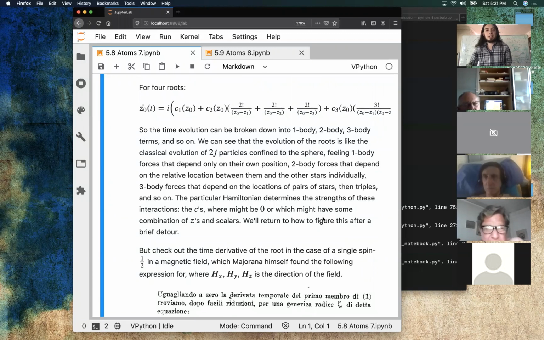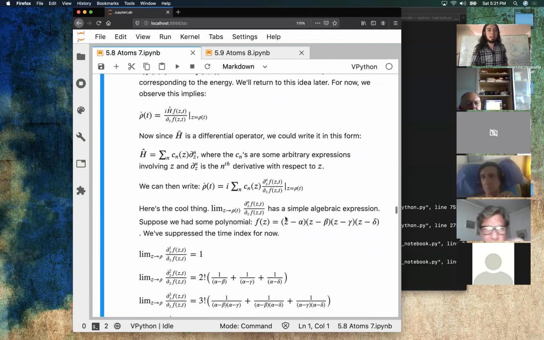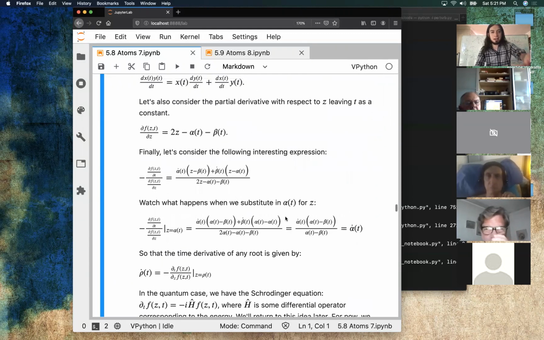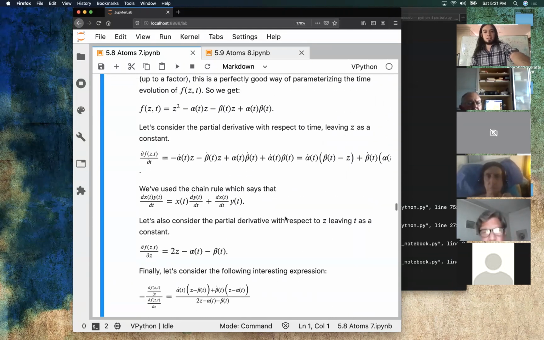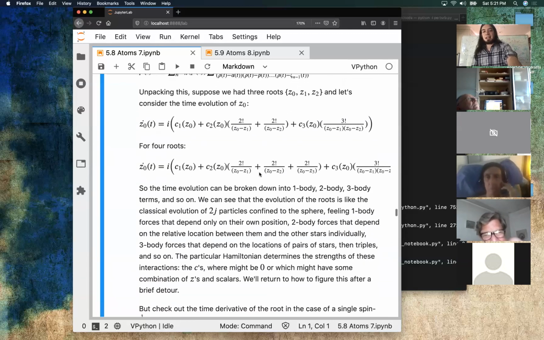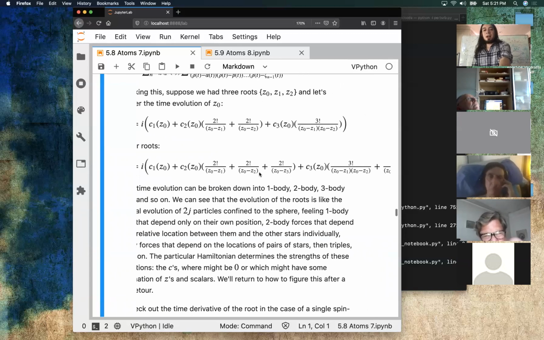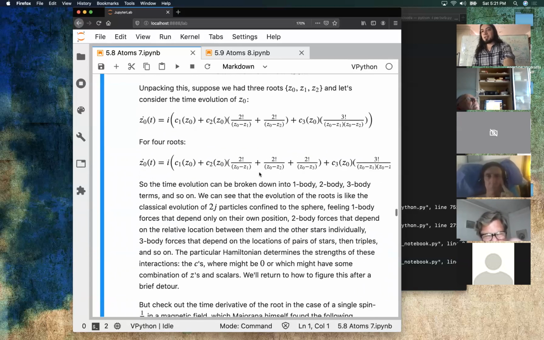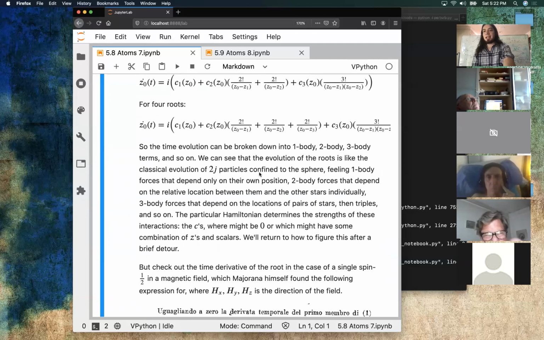Well, all I've done is take the polynomial and kind of rewrite it. Up here, I fiddled around and derived this expression for the time derivative of a root, where it's the time derivative over the derivative with respect to z. I was able to substitute some things in there and expand that as a sum over these n-body terms. So it's just giving you a sense of the physical intuition behind it.